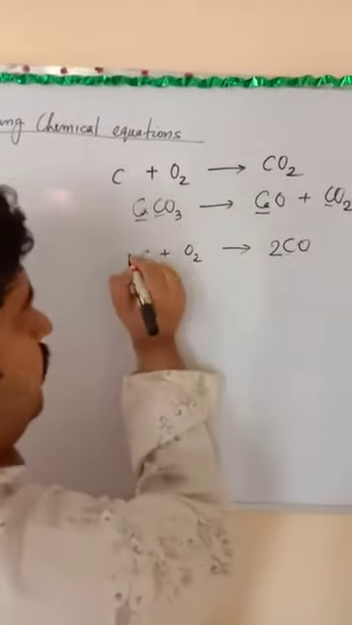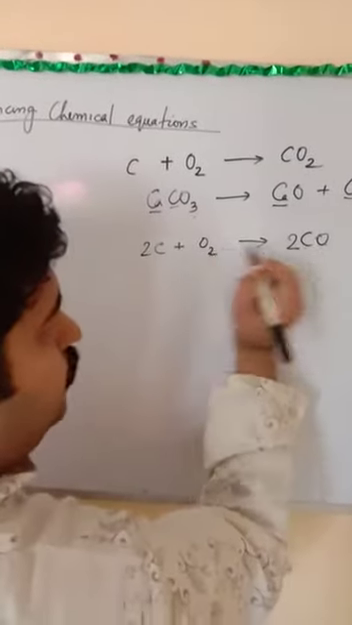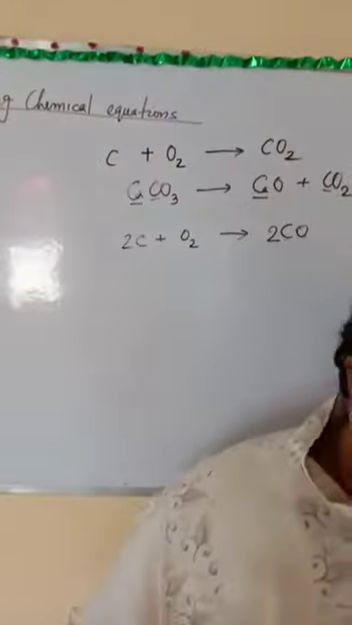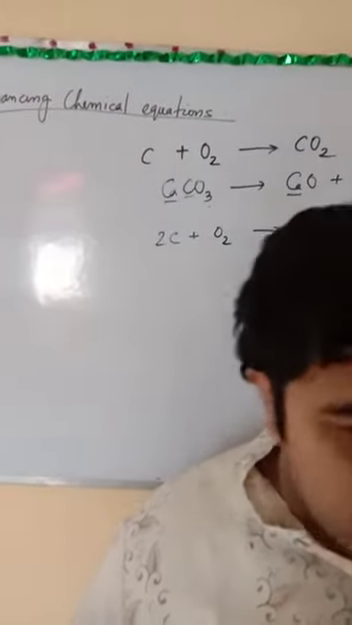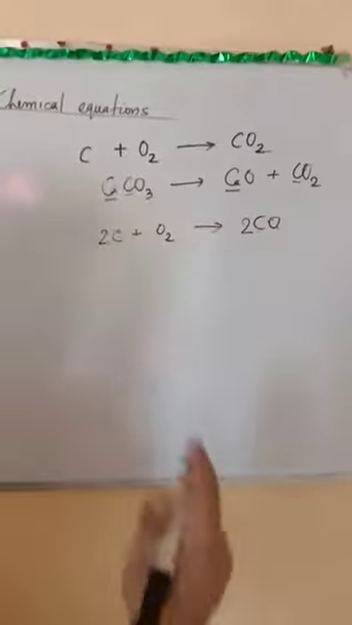Now see carbon. It is 2 here, 1 there. Now put a 2 here. Now you check. 2C, 2C, O2 and 2. It is balanced. So in this way we can balance equations. But we will also check this with some more equations so that it becomes very easy for us to understand. We will take some other examples.